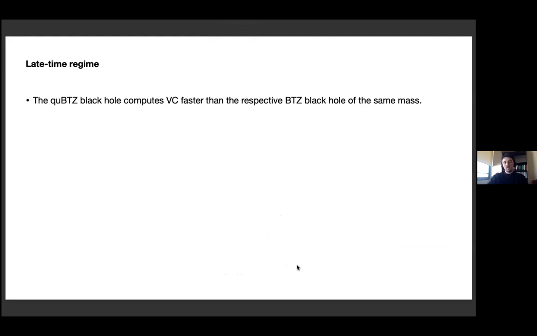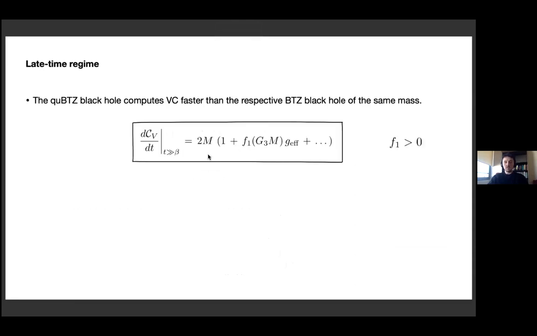So now that we know the quantum corrected volume complexity formula, we can analyze its late time regime. And what we got is that the quantum BTZ black hole computes volume complexity faster than the respective BTZ black hole of the same mass. So what we got is that at late times, the rate of volume complexity is given by 2m, which is the result for a BTZ black hole of mass m. And then you get some correction, which is proportional to this effective coupling. And this function that just depends on the mass of the solution is always positive. So the rate of growth is slightly larger than the rate of growth of the BTZ black hole.